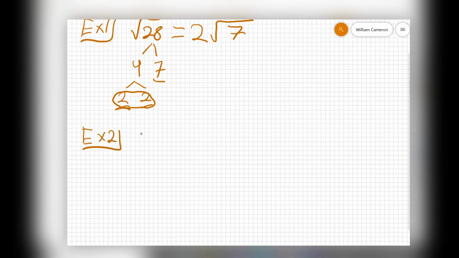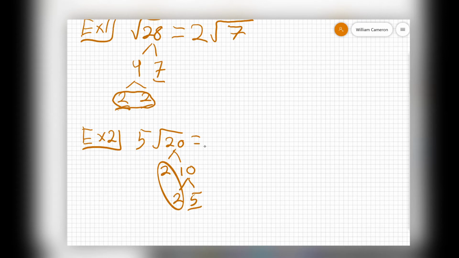Example 2. Here, we have 5 times the square root of 20. Again, we are looking for two multiples that will give us 20. That is 2 and 10. Now, 2 is a prime number, but 10 is not. We could break 10 down into 2 and 5. So here, we have our pair of 2's, and then that 5 all by itself.